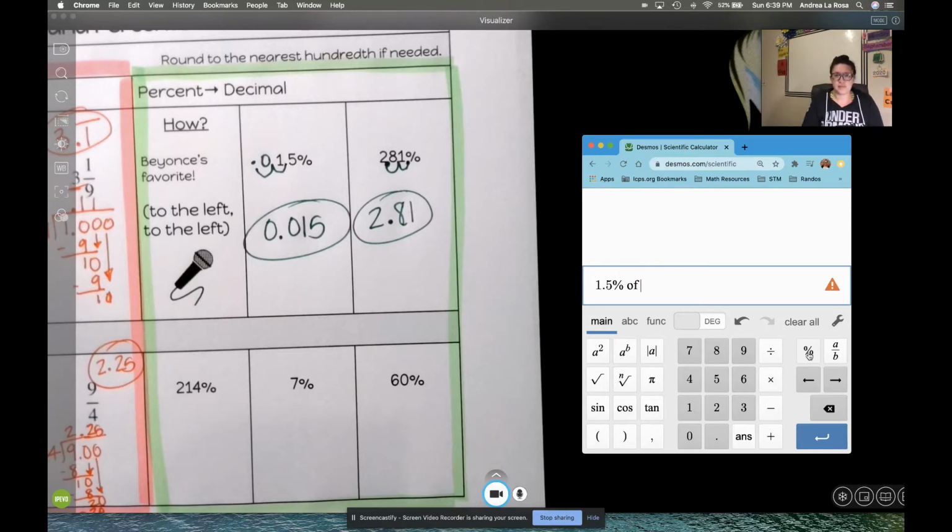We've talked about percent meaning out of 100. But when we're thinking about percents, we also think of it, how much of our whole do we have? So our whole, when we're working with percents, is 1. The fraction is out of 100, but all together we're trying to figure out how much it is out of 1. So when you see this 1.5% of, you're going to need to put 1 after it, and then it'll give you the decimal form.